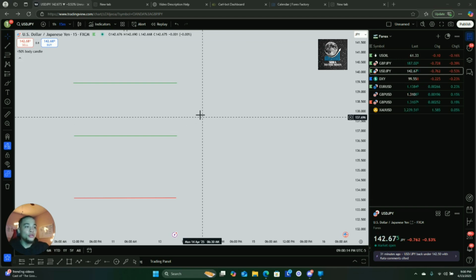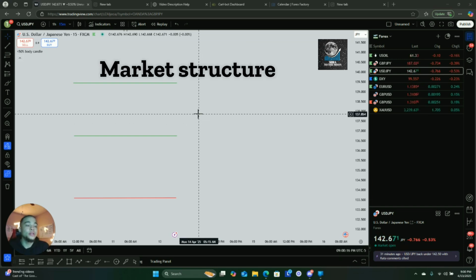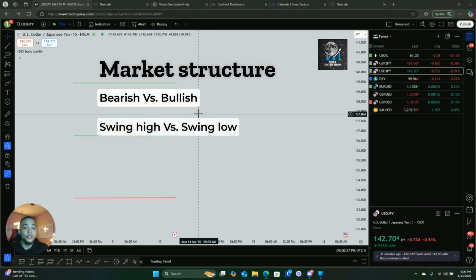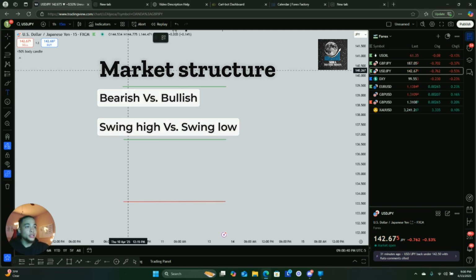Today in week 1, we will go over market structure. After this quick video, you will know what bearish and bullish mean. You will also be able to identify a bearish trend as well as a bullish trend. For a cherry on top, you will be able to identify a swing high as well as a swing low. So let's get started, guys.